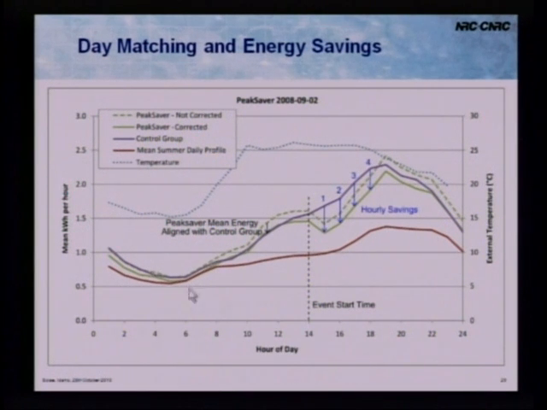By choosing a couple of hours before the event, we can reduce the Peak Saver program down to what the control group is, and we can see it matches up just before the event and again after the event. So these values at 1, 2, 3, 4 are our estimate of how much energy is saved during a peak event on the network.